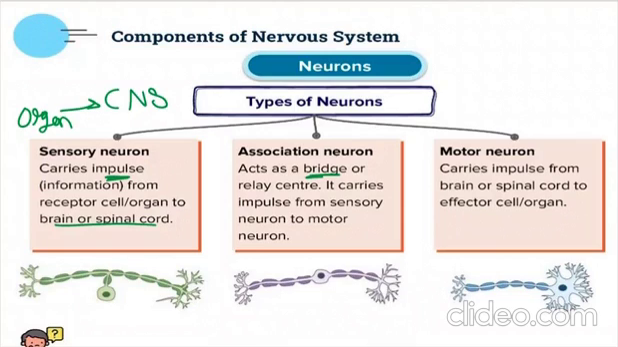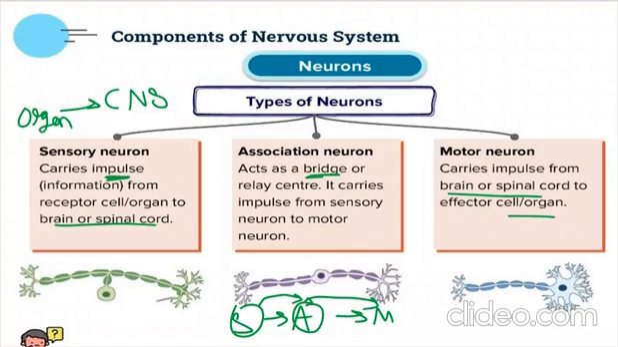Now, sensory doesn't directly give it. So what happens? It goes through the association neuron. Association is in the middle, here is motor and here is sensory. So sensory will give information to association, and association will pass it to the motor neuron. Then what does the motor neuron do? It carries the information from the brain or spinal cord to the cell or organ, the effector cell. Receptor cell means which is receiving something. Effector cell means that it is getting something from the brain or the spinal cord.